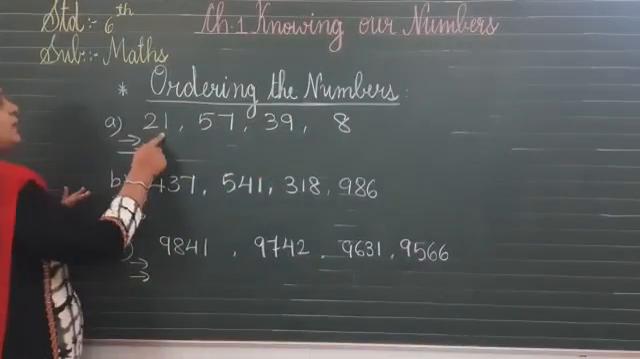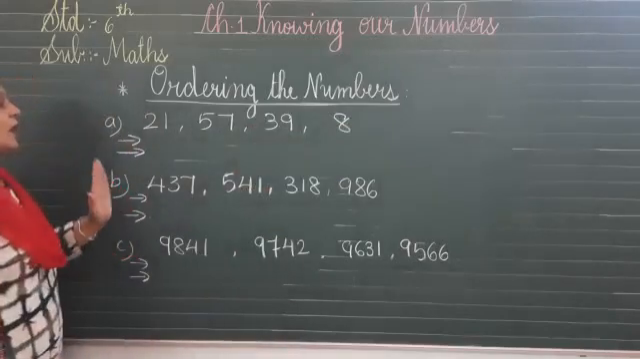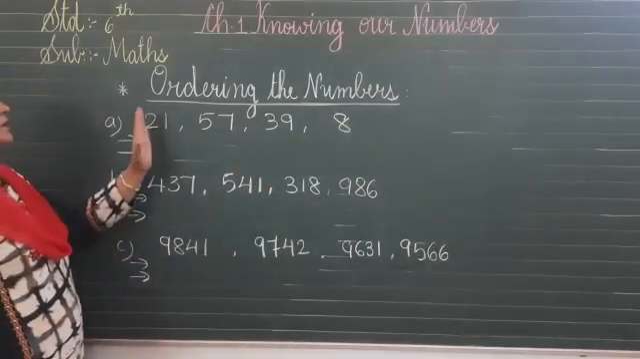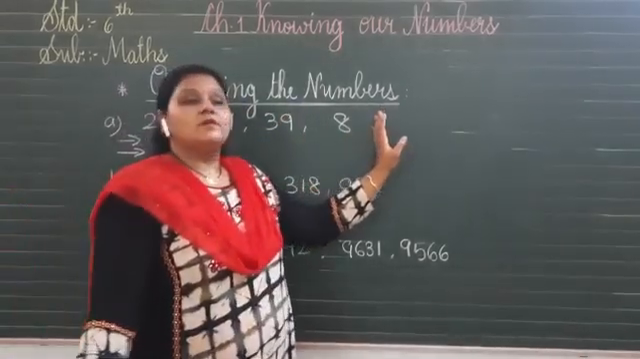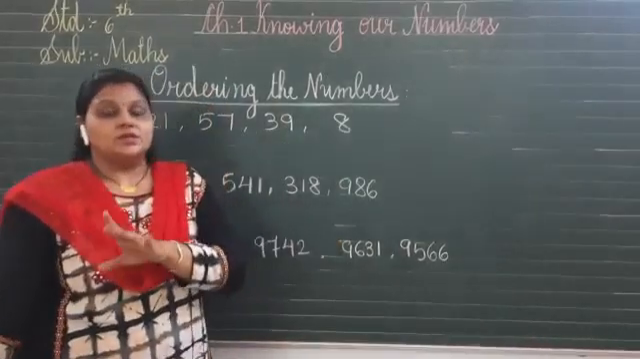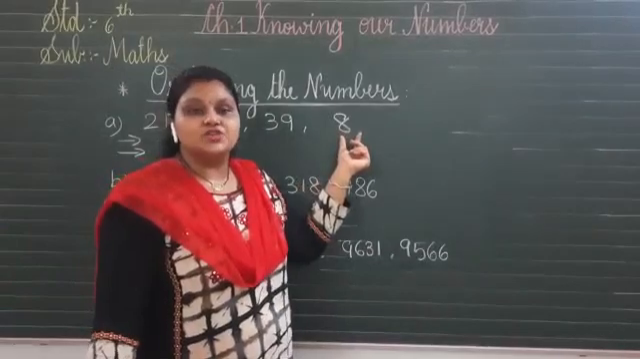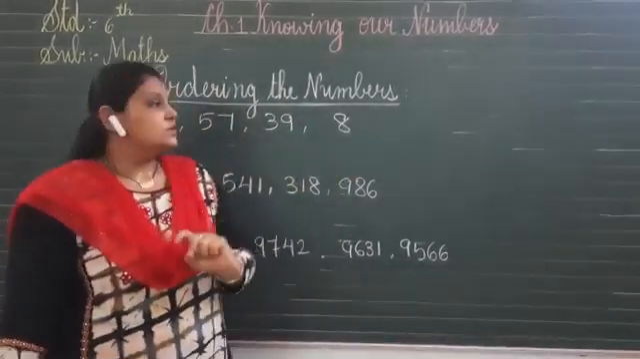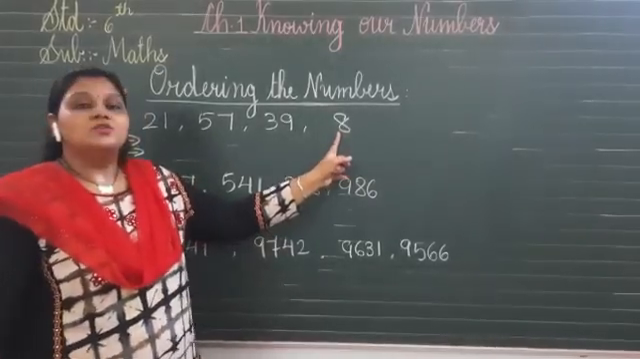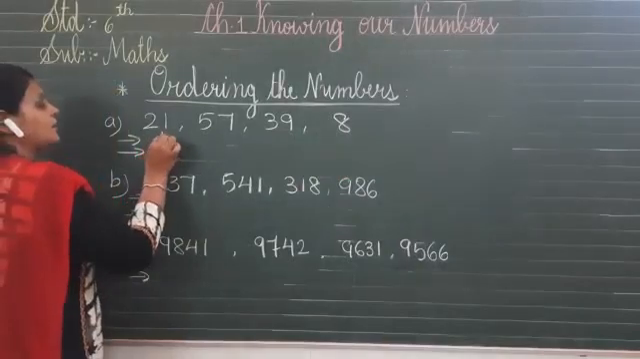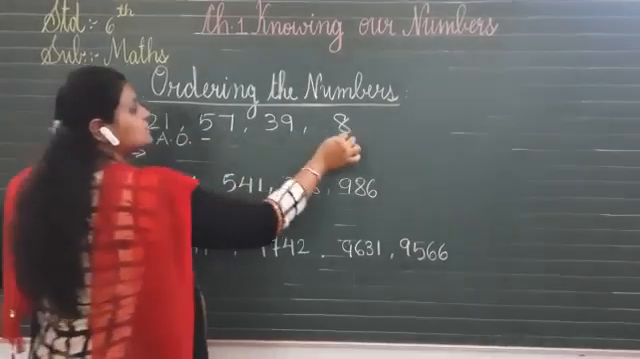Now first 21, 57, 39 and 8. Out of these numbers, 3 numbers given to you are of 2 digits. 1 number given to you is of 1 digit. So the number which has fewer digits is smaller. So first we will take 8 as we are arranging in ascending order. Now AO means ascending order. In ascending order, first we will take 8.